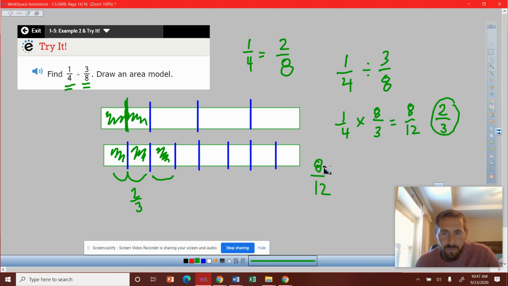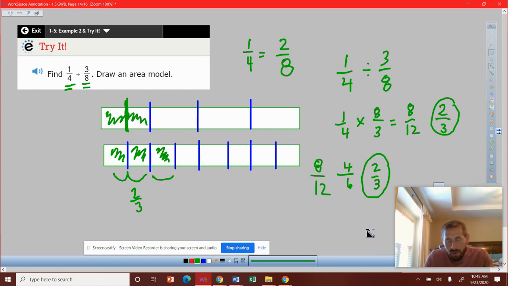Now, if all you saw was that these are both even, you could say how many 2s go into 8? 4. How many 2s go into 12? 6. You notice they're still even? So go ahead and reduce it again. How many 2s go into 4? 2. How many 2s go into 6? 3. Look at that. We still get our 2/3 answer.